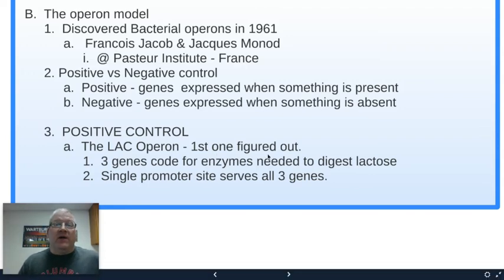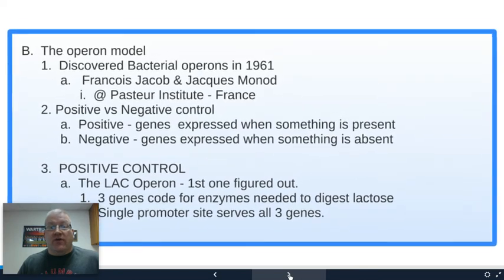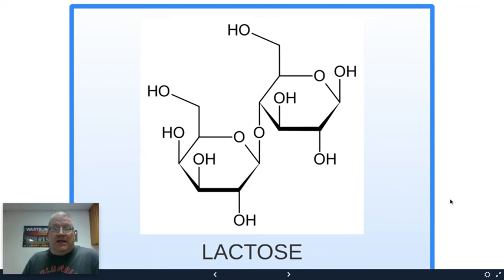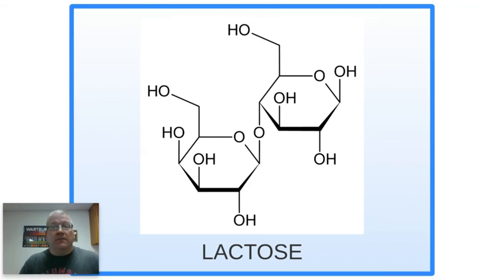The lac operon was the first one that was figured out. Here we've got 3 genes coding for enzymes to digest lactose in the E. coli bacteria. And a single promoter site serves all 3 of those genes. So here's lactose. This is the typical milk sugar.